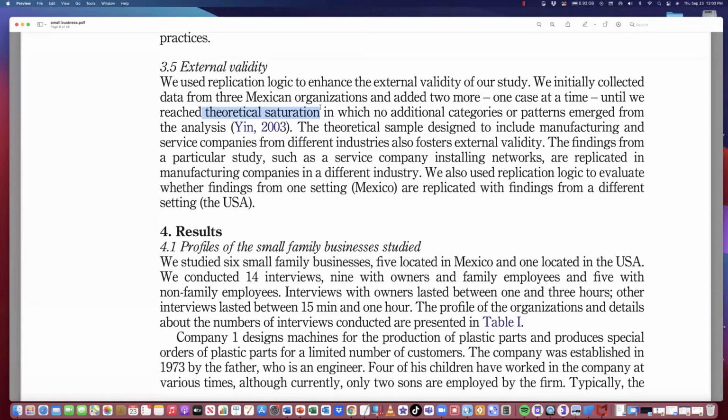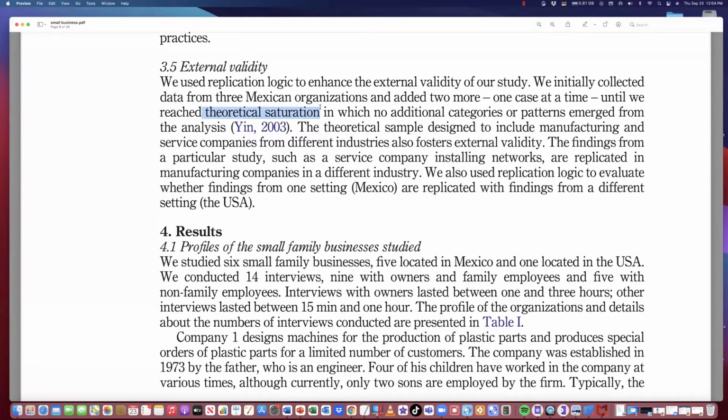Yin talks about the fact that anybody who is collecting data, in terms of the multiplicity of your data sources or your replication logic, what you should try to do is make sure that any other respondent you are adding, instead of telling you anything new, is just confirming what you had already. So after some time, you realize that the target audience you're adding are not telling you anything new or different. Why? Because you have reached theoretical saturation, in which no additional categories, no additional themes, no additional perspectives can emerge from the analysis. The theoretical sample designed to include manufacturing and service companies from several industries fosters external validity.